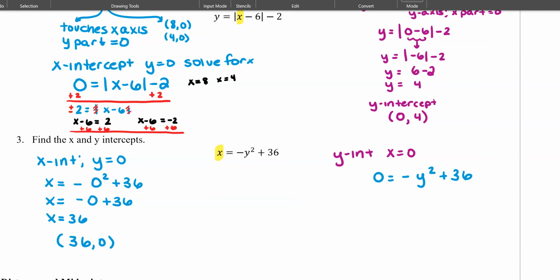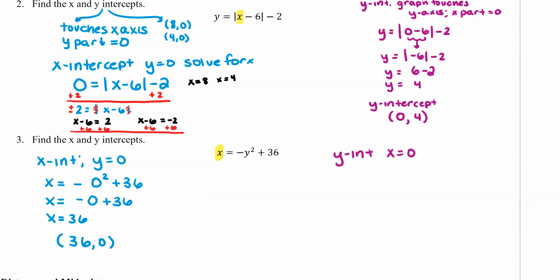Oh no, I did it in blue. Let me go back and change it to purple. So 0 equals negative y squared plus 36. Okay, so this is a quadratic equation because the thing that I'm looking for, my variable, has a square on it. So we have several ways that we can solve that. In this case, since there's only a y squared and not a single y, I'm going to get y squared by itself, and then I'm going to square root both sides.